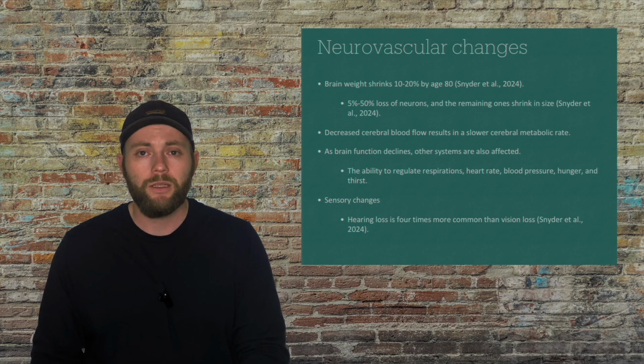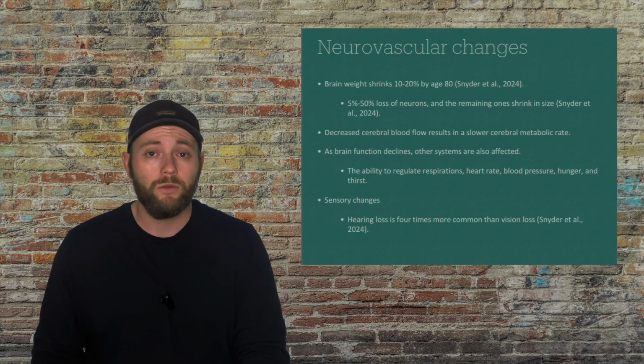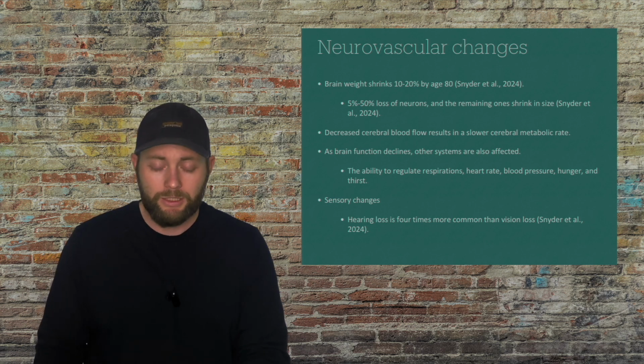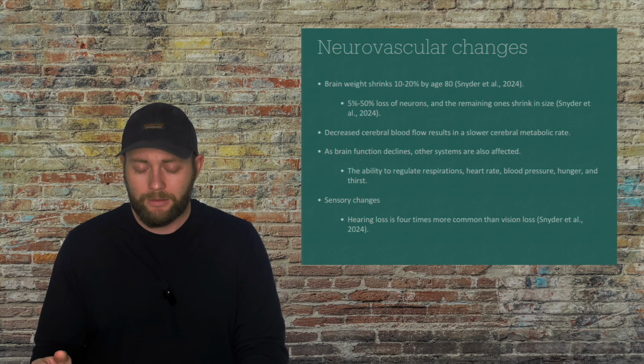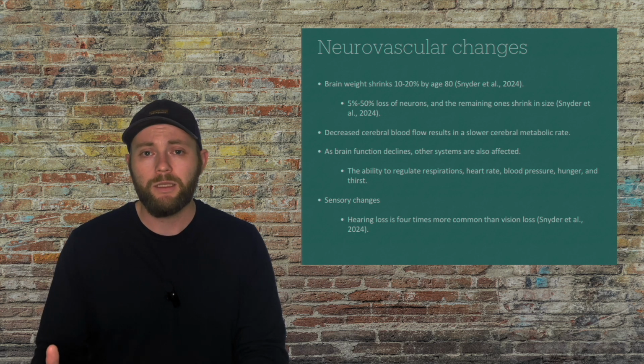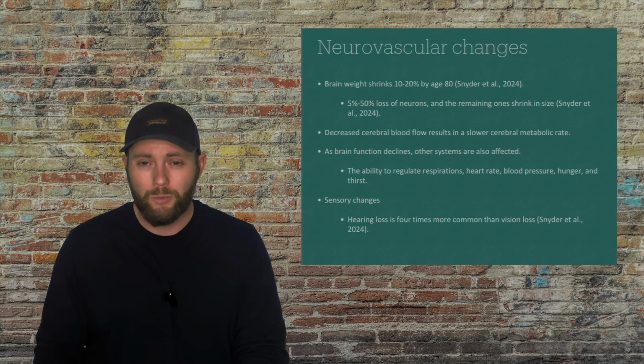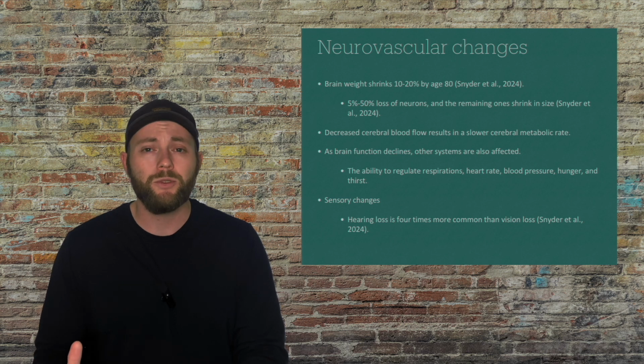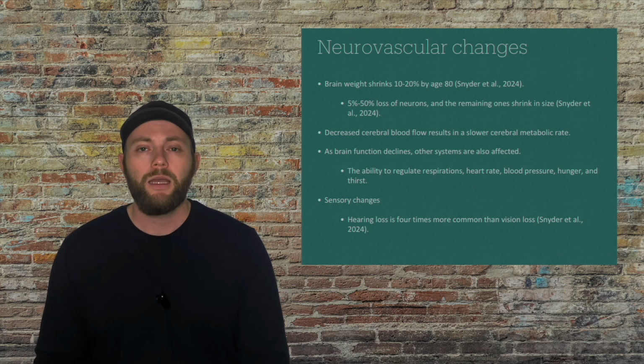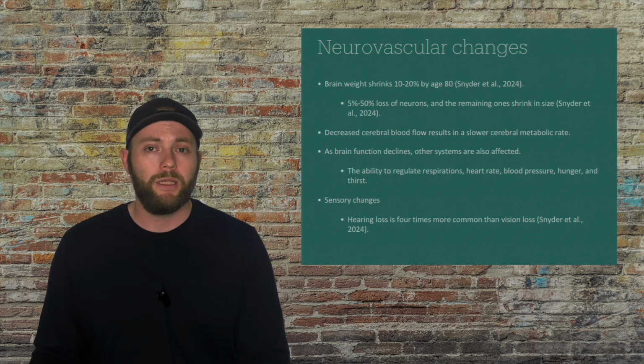The ability to regulate respirations, heart rate, blood pressure, and the sensations of hunger and thirst are all affected. In addition to this, changes in temperature regulation can prevent an older person from perceiving extremes in temperature, hot or cold, and responding appropriately. Our senses decline as we age.